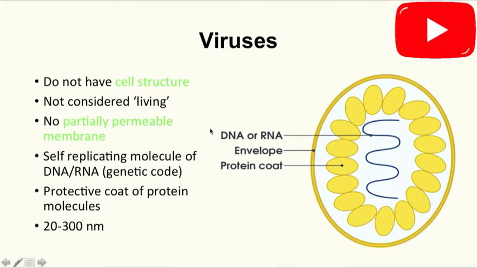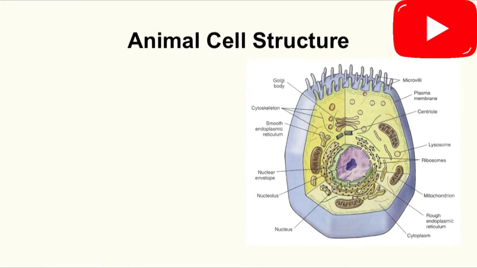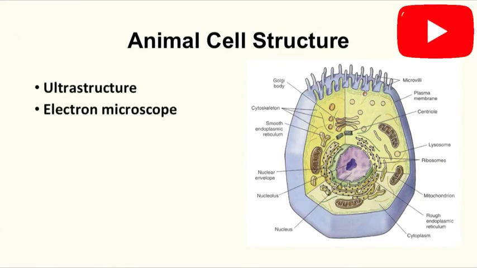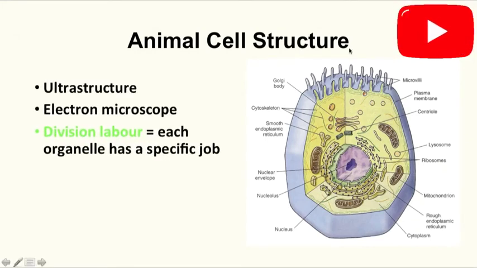Alright, now let's move on to the main topic, which is animal cell structure. Now, this is just a little background information. We have to use electron microscopes, which I covered in the previous video. So if you were unsure about electron microscopes, please do go check that out. And this is just an animal cell structure for reference, which I will be referring to throughout the next part of the video.